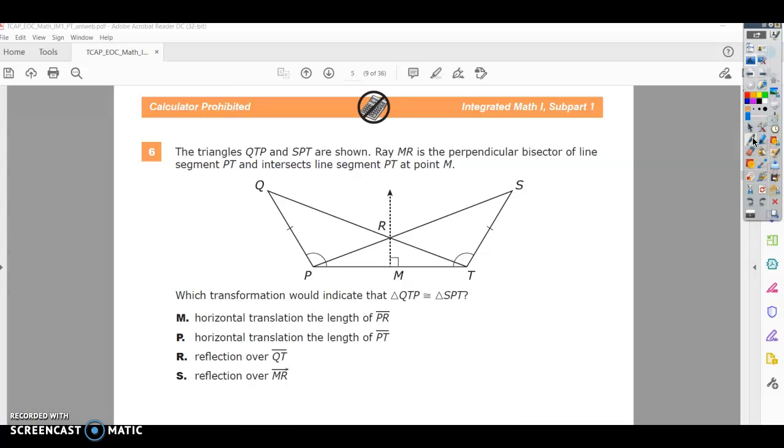Math 1 EOC Practice Test Number 6. The triangles QTP and SPT are shown. Ray MR is the perpendicular bisector of line segment PT and intersects line segment PT at point M.